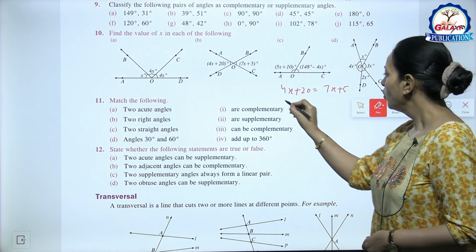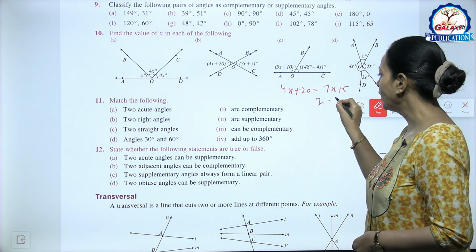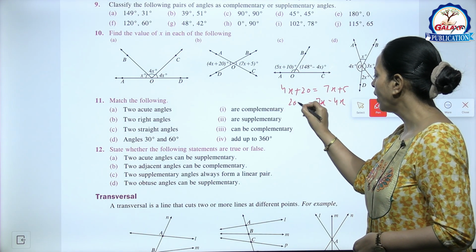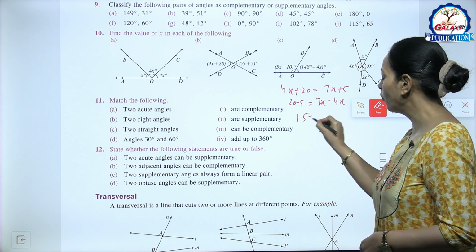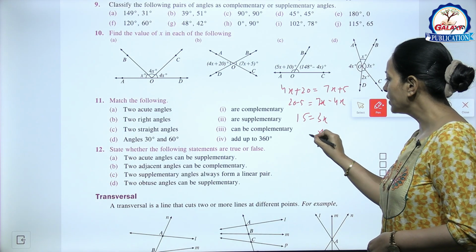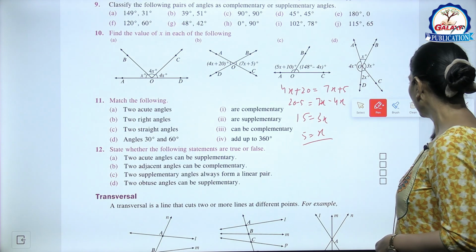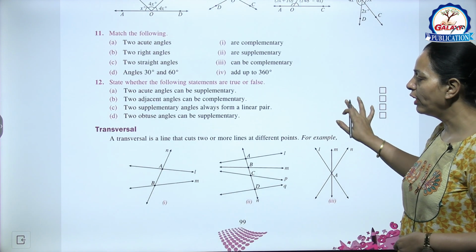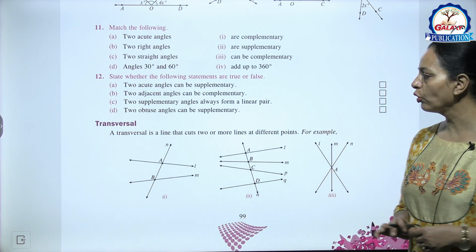So now 7x minus 4x. Here 20 minus 5. So 15 equals 3x. So x equals 5. Okay. Similarly, you can try remaining parts. Right? Now 11th and 12th you can try on your own.